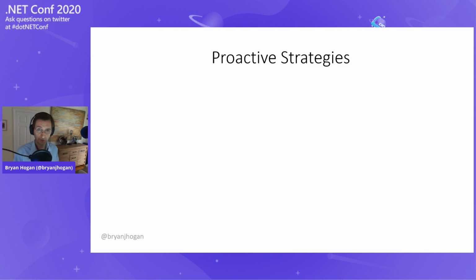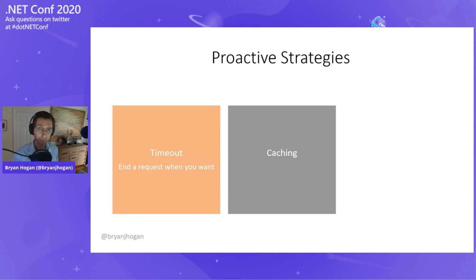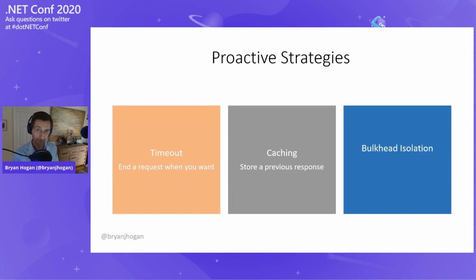On the proactive side, these are policies that monitor ongoing events and attempt to prevent problems from occurring, or they'll try to stabilize your system or potentially let it fail gracefully. Polly has 3 of these. The timeout. This lets you decide when to time out rather than some default imposed by the piece of code you're using. Caching allows you to store responses for a period. And then finally, bulkhead isolation. This one will protect your resources so one part of your application cannot bring down the whole application.